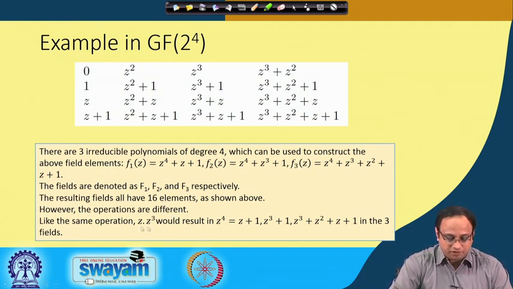For example, if I want to do say z into z cube, in the first field I will get z to the power of 4 as the result, which is equal to z plus 1. In the second field, however, that result will be z cube plus 1. And in the third field, it will be z cube plus z square plus z plus 1. So, you see I am doing the same operation, but I am getting different results, because the fields are equivalent, but they are not equal.